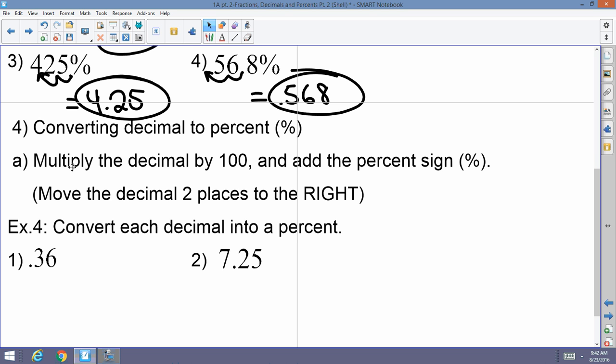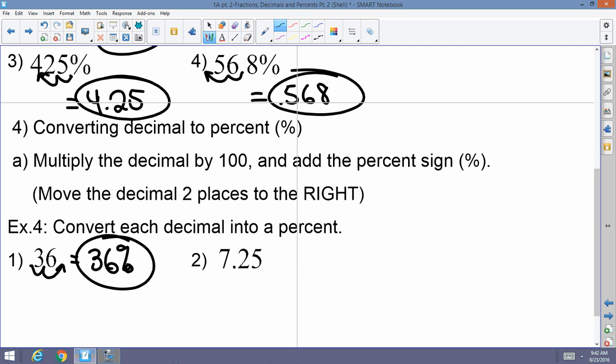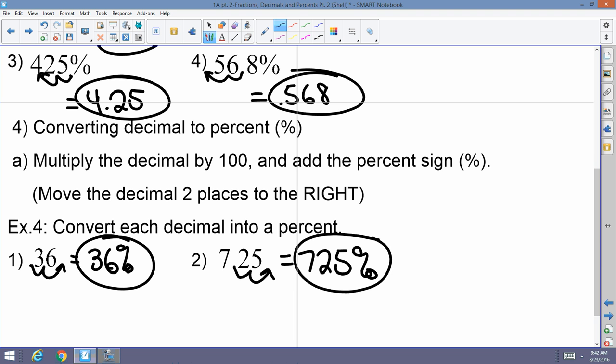Convert each decimal into a percent. Well, I have 0.36 or 36 hundredths. I want to turn that into a percent, so I'm going to literally move the decimal 1, 2 places to the right, which equals 36%. I add my percent sign. 7.25, 2 places to the right. I'm multiplying by 100, so I'm going to go 1, 2 places to the right, which equals 725%. I add the percent sign, right?